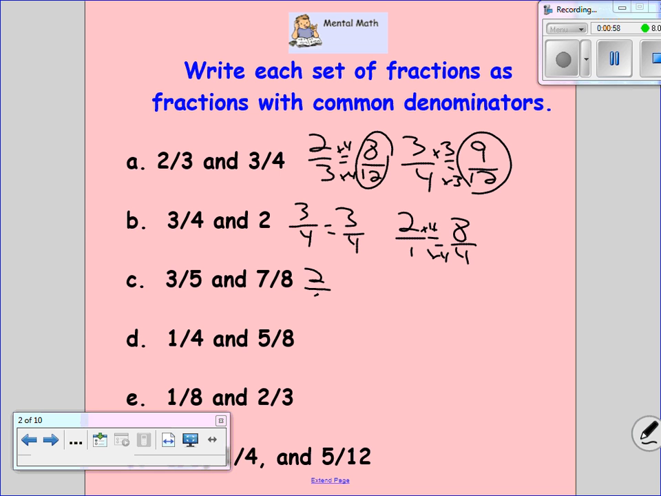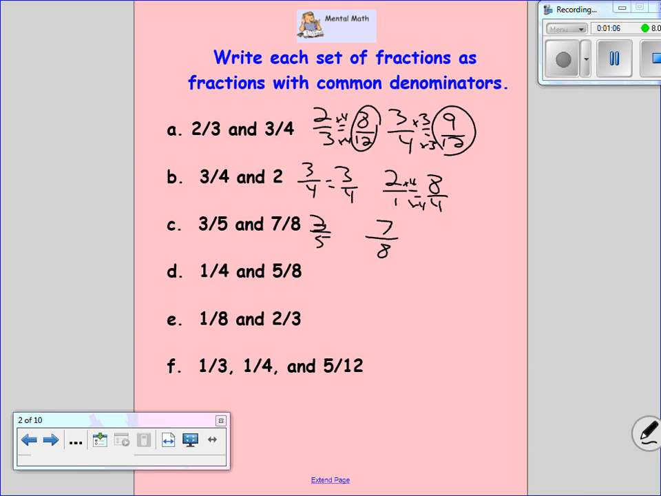3/5 and 7/8. Apologize, make this 3/5 and 7/8. Common denominators, let's put these into 40. Times 8 gives me 24. Times 5 gives me 35/40.